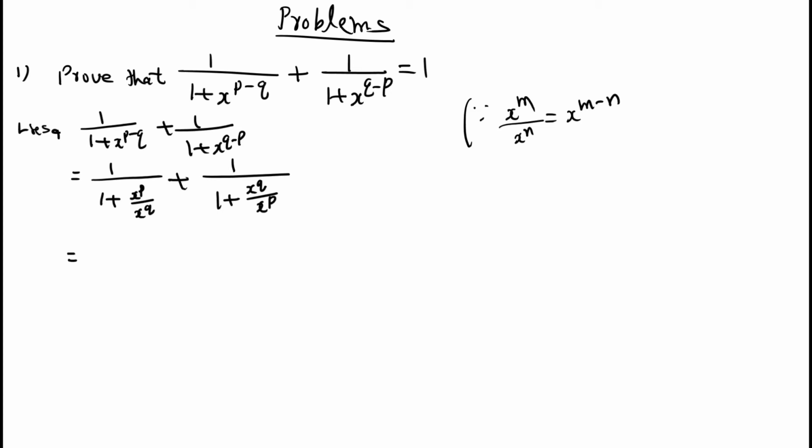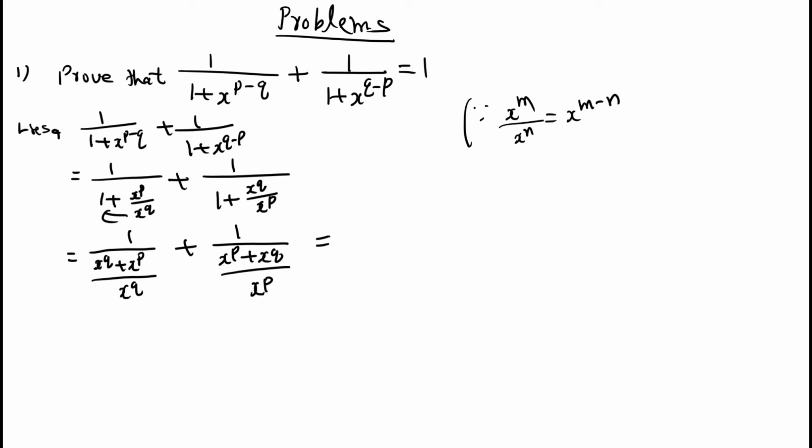In the next step, it's equal to 1 divided by, here x to the power q is the LCM, so cross multiply: x to the power q plus x to the power p divided by x to the power q. X to the power q into 1 is x to the power q, plus x to the power p, denominator x to the power q. Plus here 1 divided by, here LCM is x to the power p, right? So cross multiply: x to the power p into 1 is x to the power p, plus remaining term is x to the power q, divided by x to the power p.